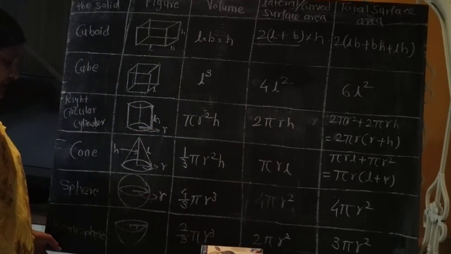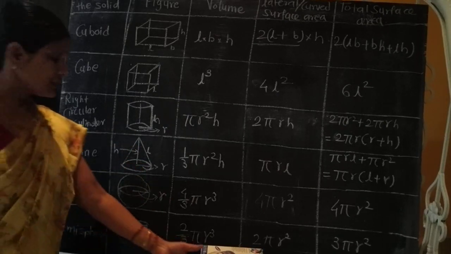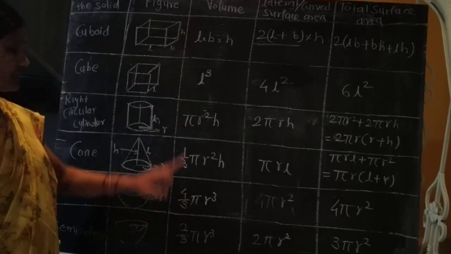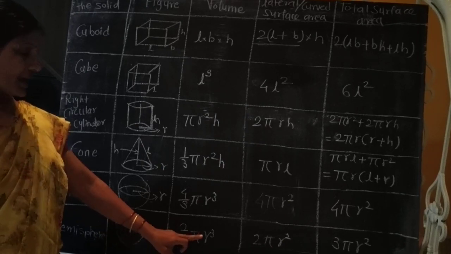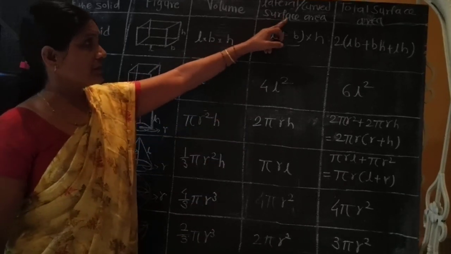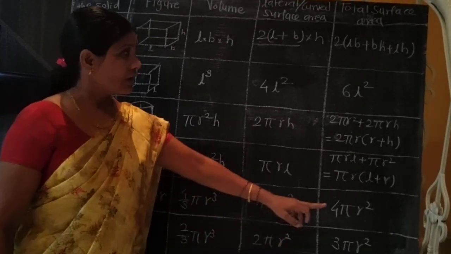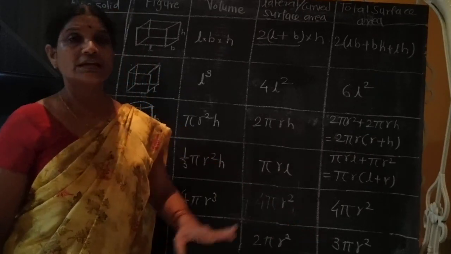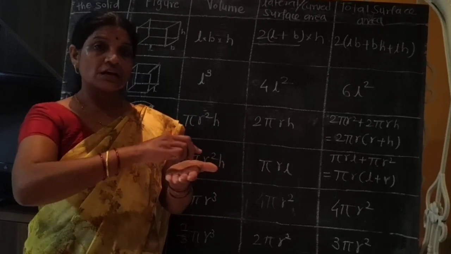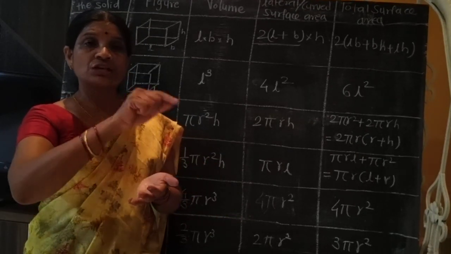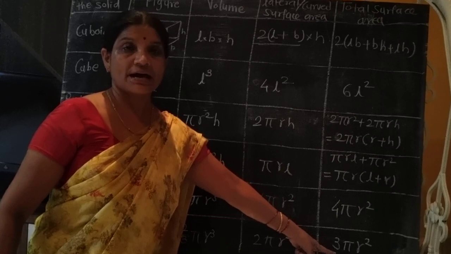Next one, hemisphere. If we cut that sphere into 2 parts, we get hemisphere. That's why its volume is half of the total of sphere, that is 2 upon 3 pi r cube. Its curved surface area is 2 pi r square, and total surface area is 3 pi r square. When we consider that hemisphere with its cut portion which is circular in shape, that's why its total surface area is 3 pi r square.